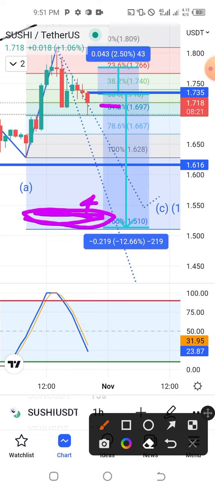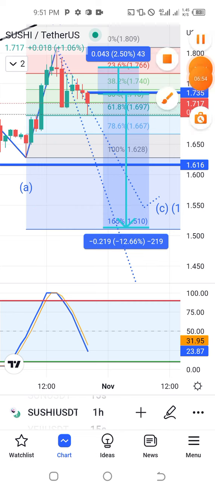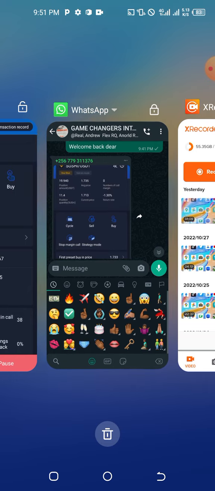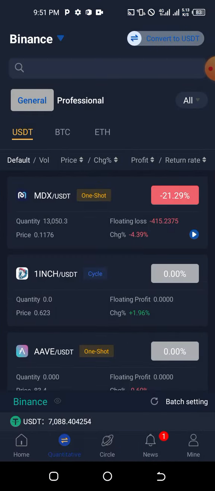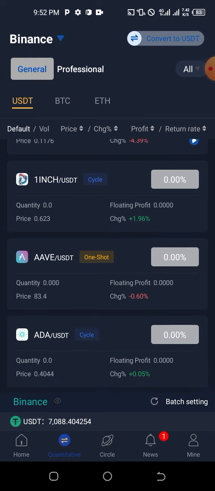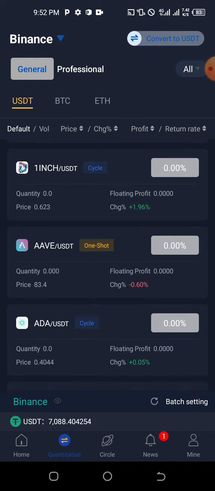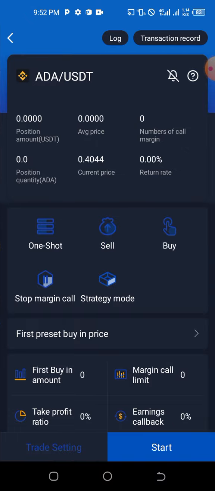Yes, it will make it. So that's how they do margin calls. Maybe I can open some account here such as that. You can understand what I'm trying to mean. Okay, now let me use ADA.